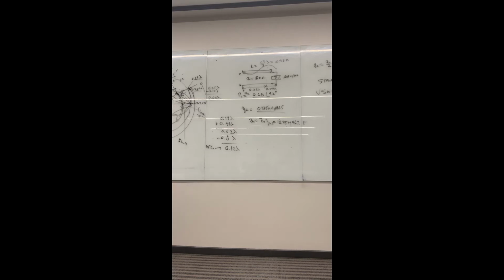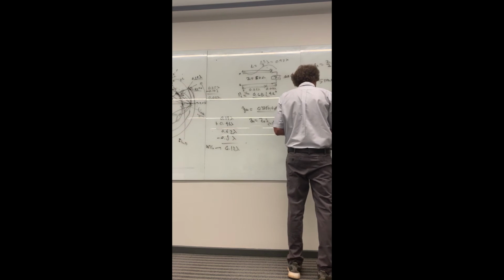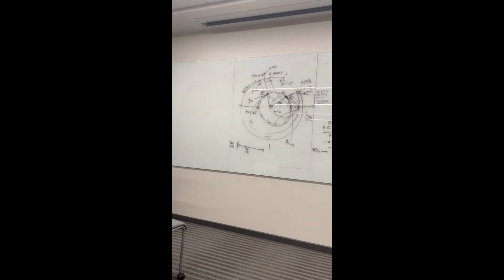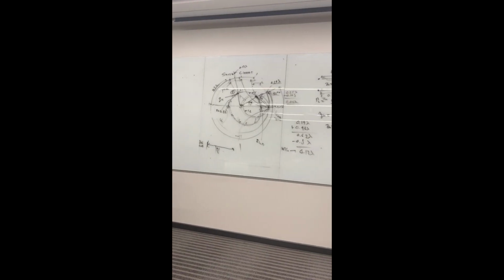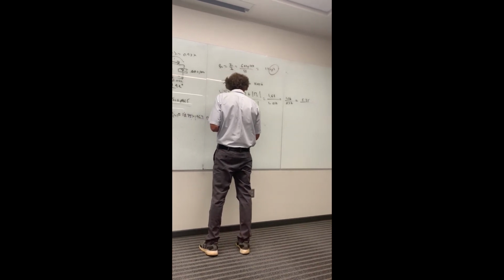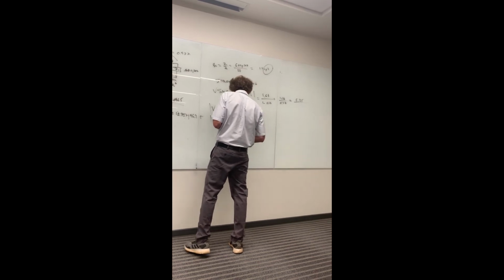So I want you to know something. Vmax, and this is the magnitude, is going to be V0 plus times 1 plus the magnitude of the reflection coefficient. And Vmin, magnitude, is going to be V0 plus times 1 minus the magnitude of the reflection coefficient.